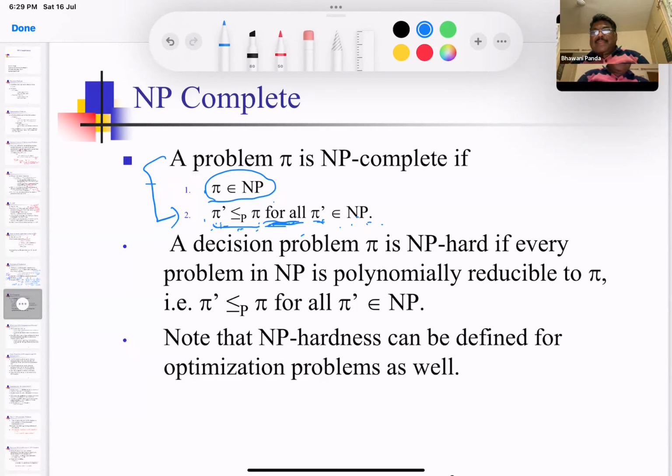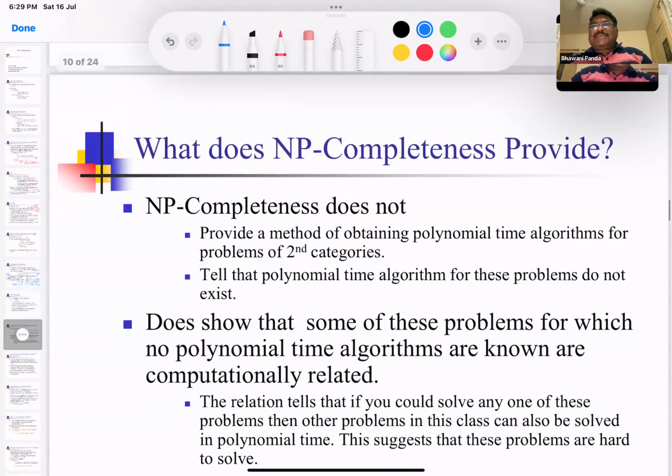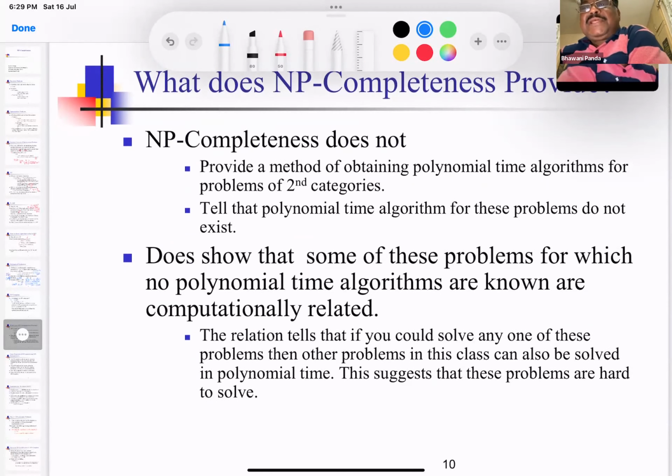So what happens the moment you prove that a problem is NP complete, what it does and what it doesn't do. NP completeness doesn't provide a method of obtaining a polynomial time algorithm for such a problem, the NP complete problem. It also doesn't tell that a polynomial time algorithm for this problem does not exist. So neither does it tell that the problem is not solvable nor that it is solvable. There is a qualification: under P not equal to NP, an NP complete problem doesn't admit a polynomial time solution. That much we can say.